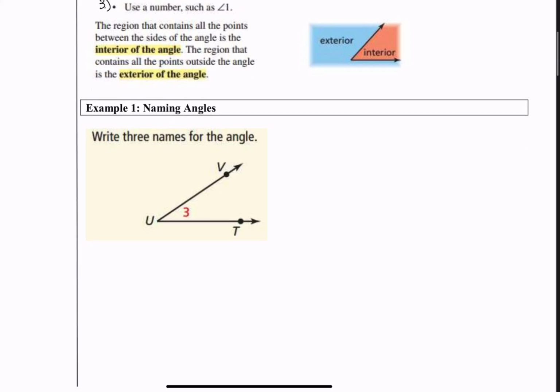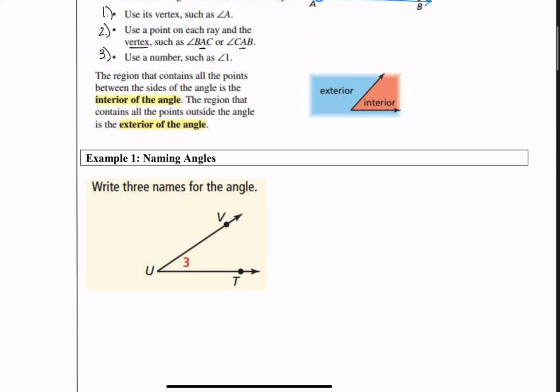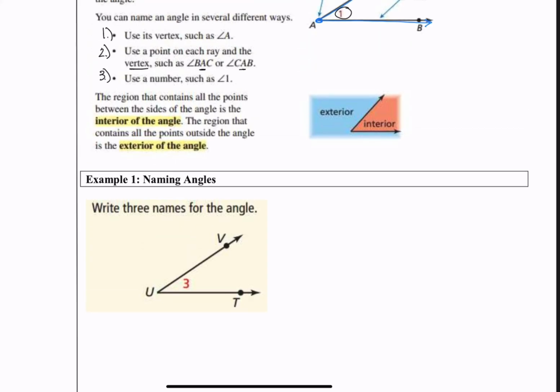All right, so let's practice naming angles. So we have this angle here, and we're going to write 3 different names for this angle. And we'll use these 3 different ways of naming an angle from above. So first, we can just use its vertex, as long as it has one. Well, I can see that the 2 rays that form this angle meet at point U, and that is, in fact, the name of the angle. That's its vertex. So we can call it, the first way, angle U.